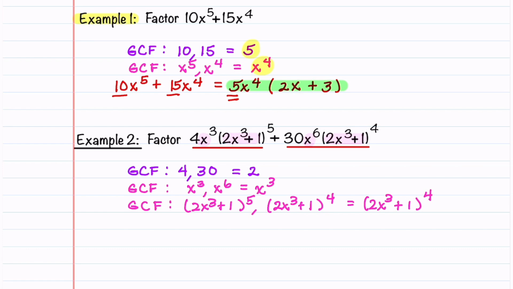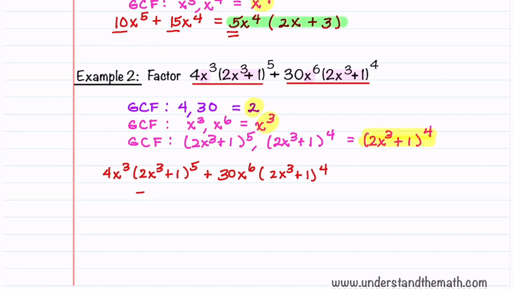Let's now factor out these greatest common factors. We're going to factor out a 2, an x cubed, and this expression. We have 4x cubed times 2x cubed plus 1 to the 5th. It's always good to write out what you're actually factoring first. We have a 30x to the 6th times 2x cubed plus 1 to the 4th. Give us a little bit more space. This is equal to the factors that we're pulling out, 2x cubed times 2x cubed plus 1 to the 4th.